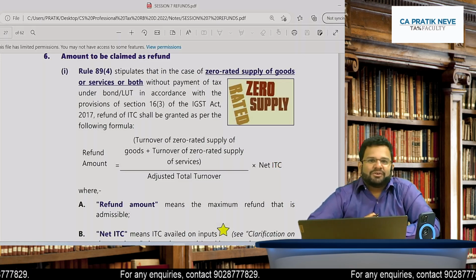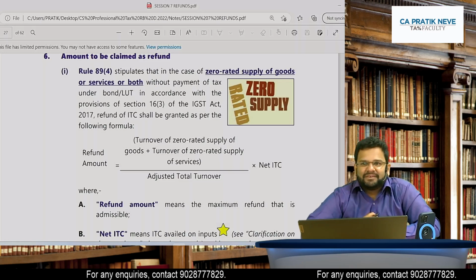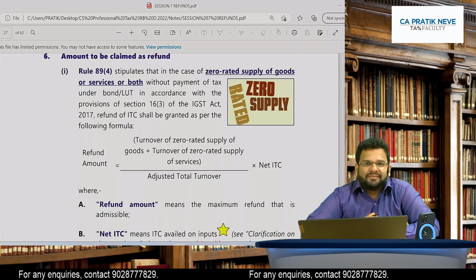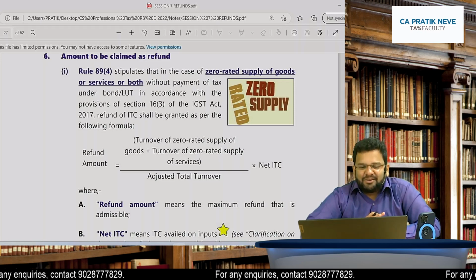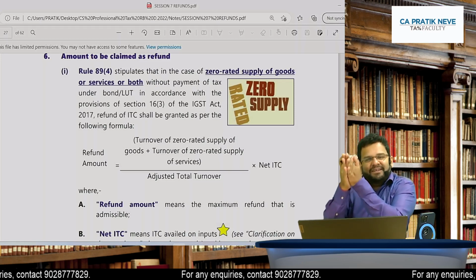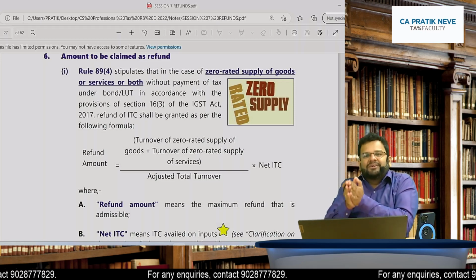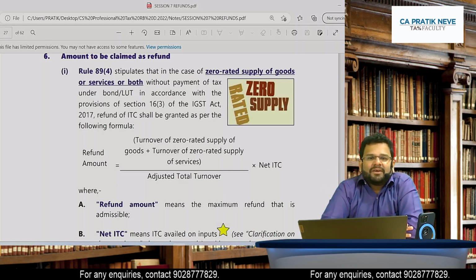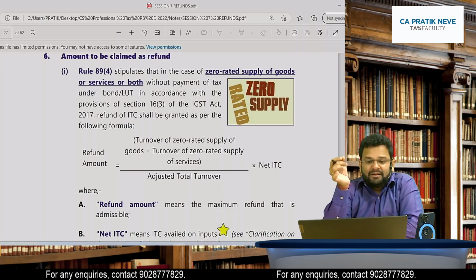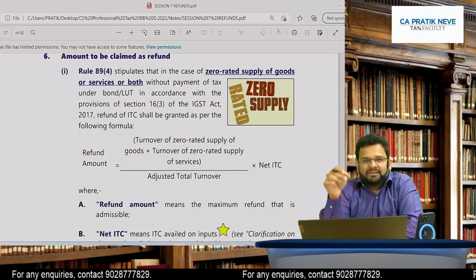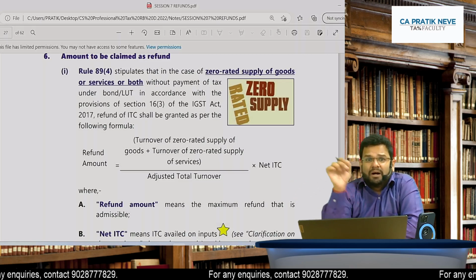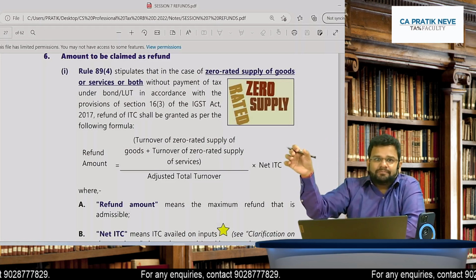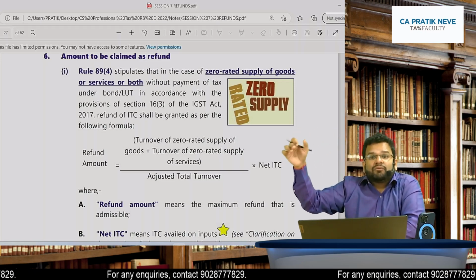I hope you understood the point. So, will you be able to remember this formula now? Refund amount is equal to export turnover upon total turnover into ITC. Now, how you have to call export turnover? You have to call export turnover as turnover of zero rated supply of goods plus turnover of zero rated supply of services, upon the total turnover you have to call as adjusted total turnover, multiplied by ITC you have to call as net ITC.